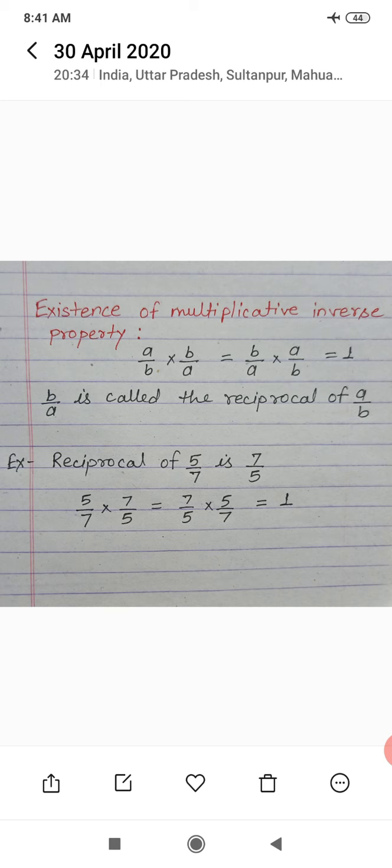For example, reciprocal of 5/7 is 7/5, since 5/7 × 7/5 = 7/5 × 5/7 = 1. Existence of multiplicative inverse property holds for multiplication of rational numbers.